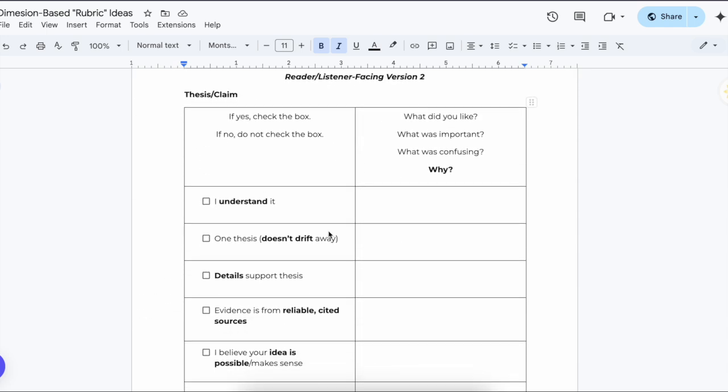And then I also made a second version of this where it's just piece by piece for the student who needs it chunked up. Like, I understand it, yes or no, like why did I understand it, right? And being able to prompt them why for each specific part.